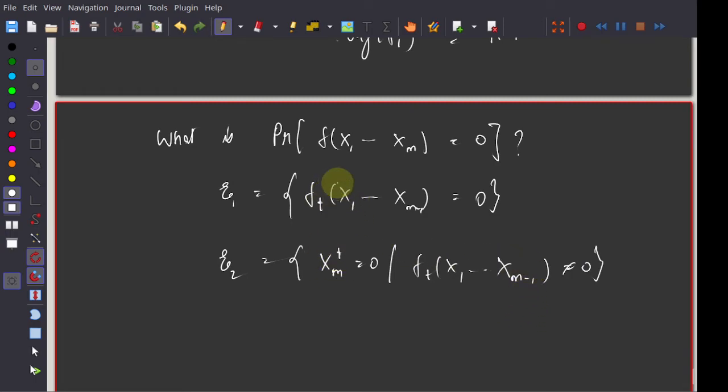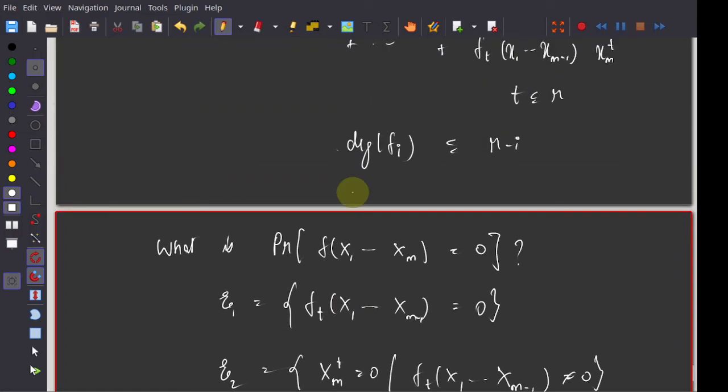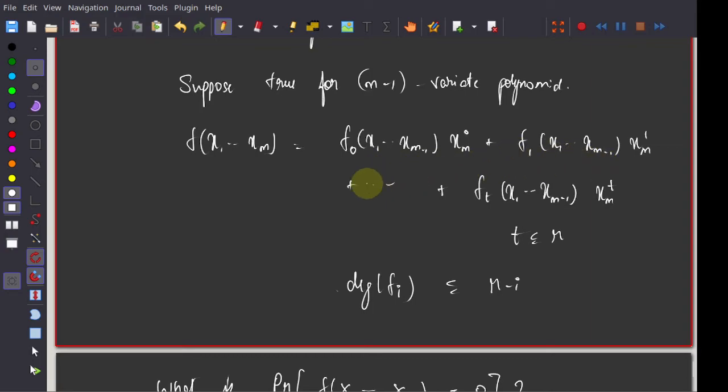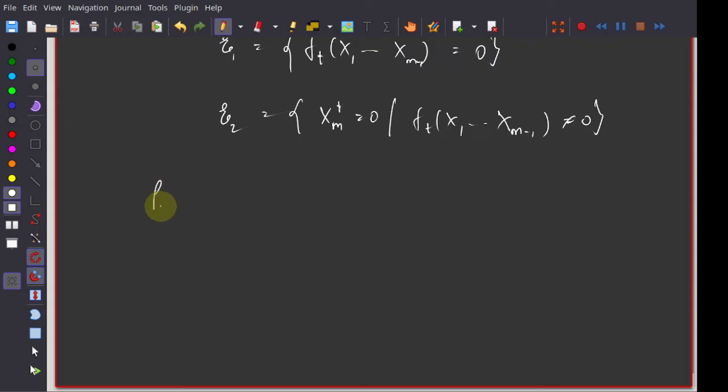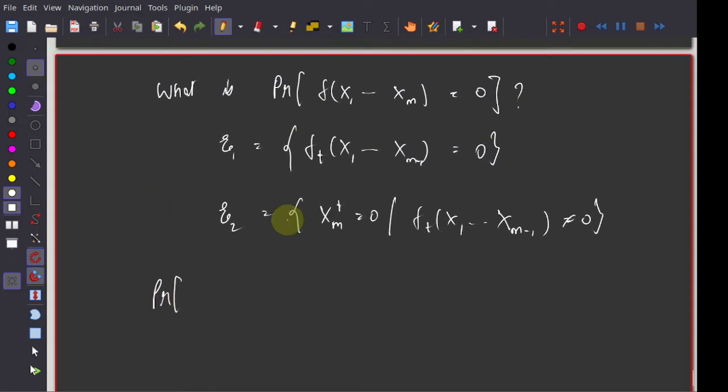But just because one of these two happens or both happen, it doesn't mean that this is true, right? For the moment, we're not even caring about the lower terms. So none of these depend on f_0, f_1, or f_{t-1}. I'm only looking at the t-th term over here. So the probability of f of x_1 to x_m equal to 0 is less than or equal to the probability of E1 plus the probability of E2.